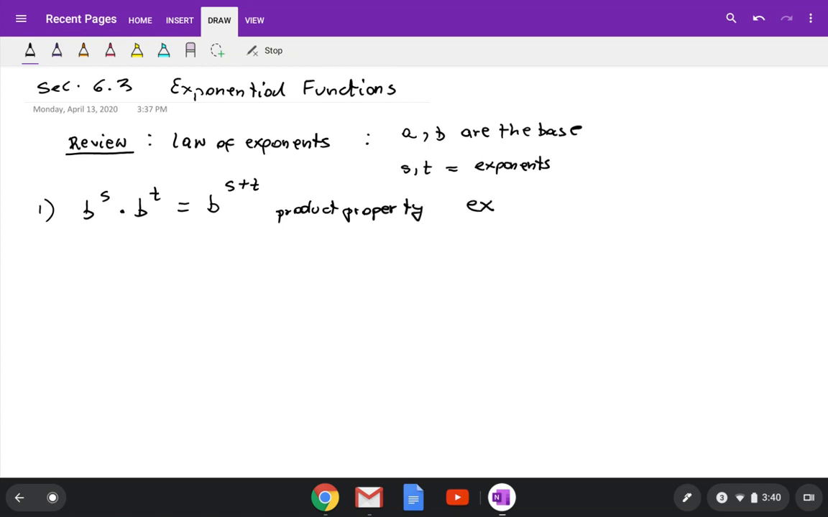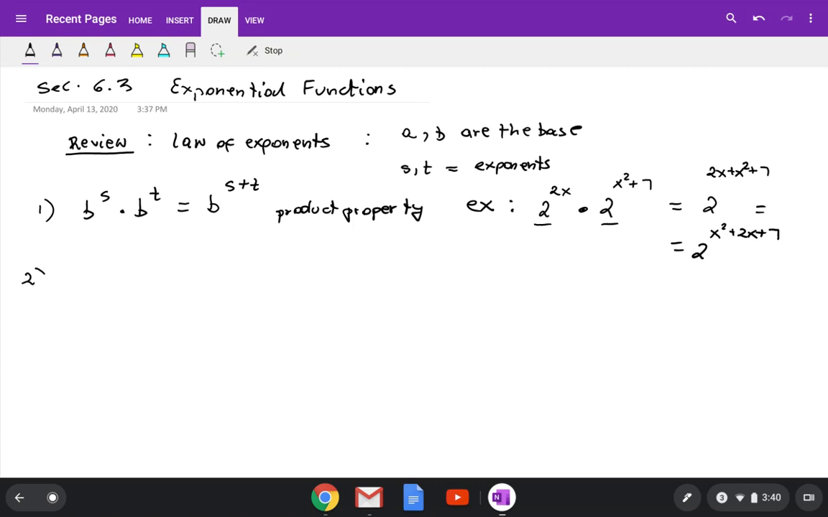Just a quick example. Let's say you have 2 to the power of 2x times 2 to the power of x squared plus 7. You can apply the product property. The base is 2. You copy the base once when it's a multiplication and you add the exponents. So that will become 2 to the power of 2x plus x squared plus 7, which is the same as 2 to the power of x squared plus 2x plus 7.